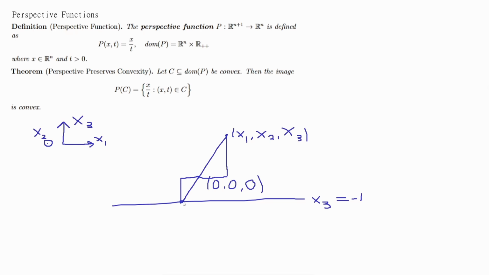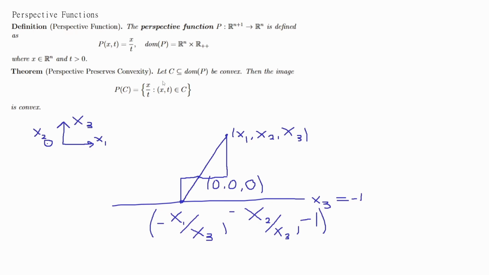The key idea is that these triangles are similar triangles, meaning that the ratio between x1 and x3 stays the same. So if x3 goes from 0 to -1, then to preserve the ratio, x1 must go from 0 to -x1 over x3. And the same idea remains for x2. So our final answer is here.